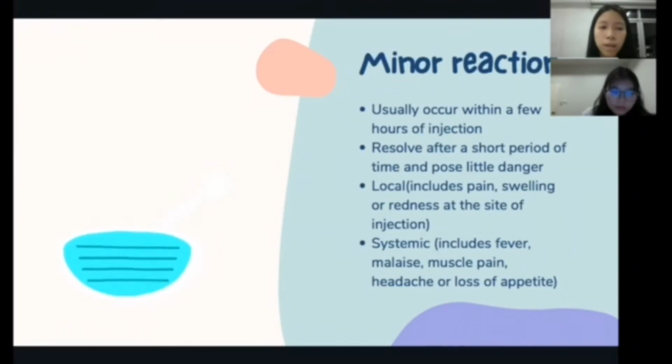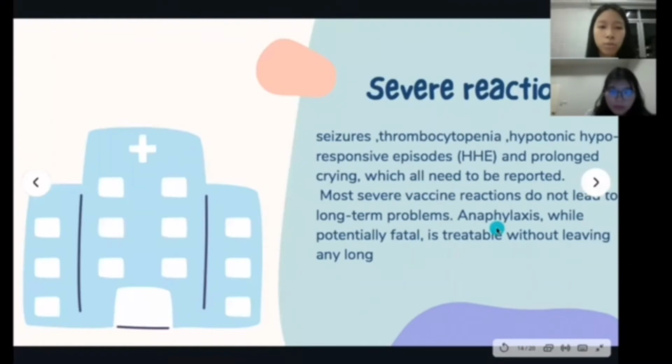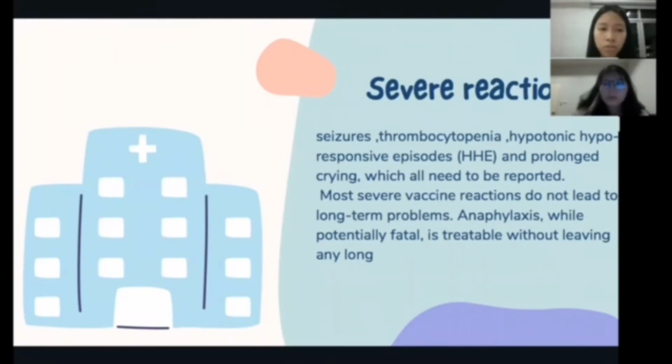Local reactions include pain, swelling, or redness at the site of injection. Systemic reactions include fever, malaise, muscle pain, headache, or loss of appetite. Severe reactions include seizure, thrombocytopenia, hypotonic hyporesponsive episodes, and prolonged crying, which all need to be reported. Most severe vaccine reactions do not lead to long-term problems. Anaphylaxis, while potentially fatal, is treatable without any long-term effects.